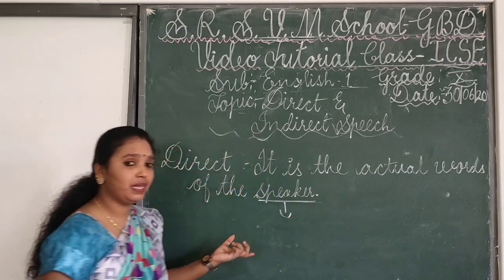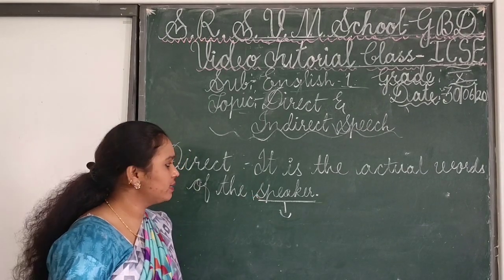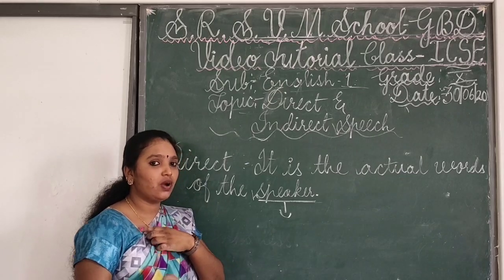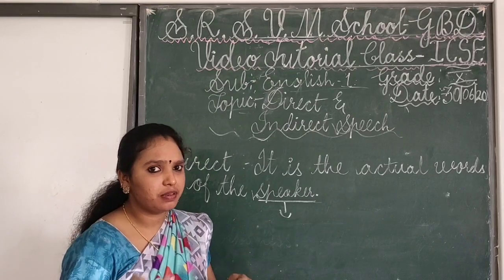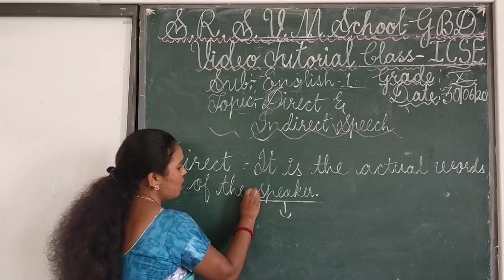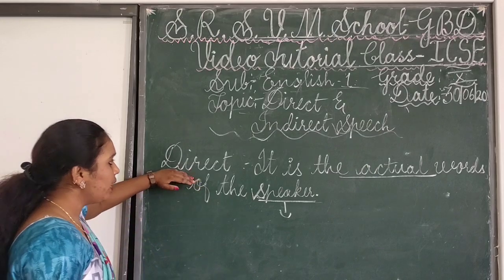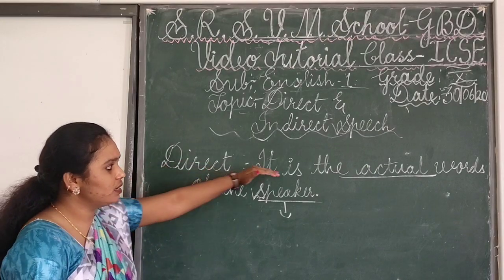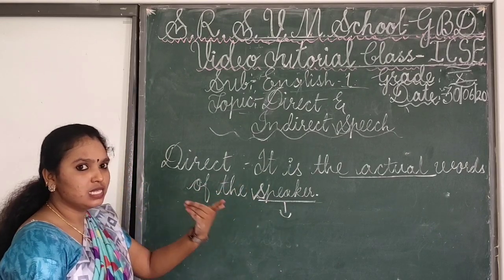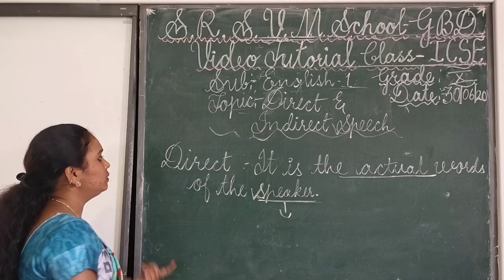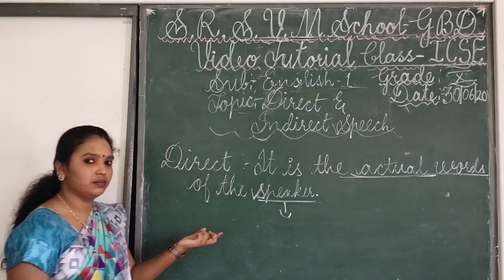What do you mean by the word speaker? Yes, the person, one who talks. For example, I am the speaker now. You are the listener. Clear? You are the reporter and then the third person will become a listener. So here, the direct speech means the actual words of the speaker. A direct speech means the actual words of the speaker. Clear?